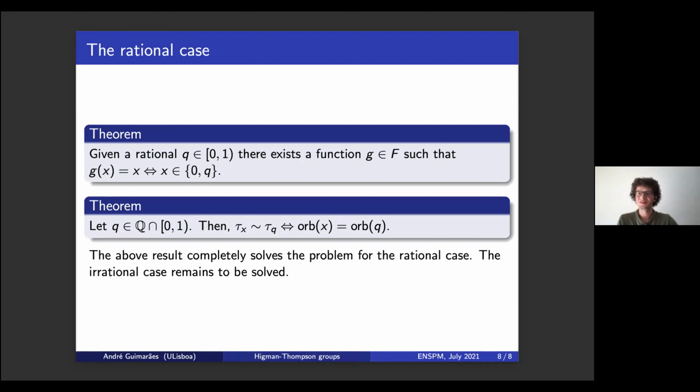I really have no insight so far on the irrational case, but I hope that I can generalize this further. And there are also other generalizations you can do to the Higman-Thompson groups.